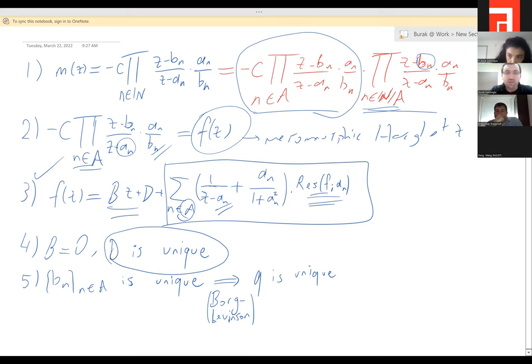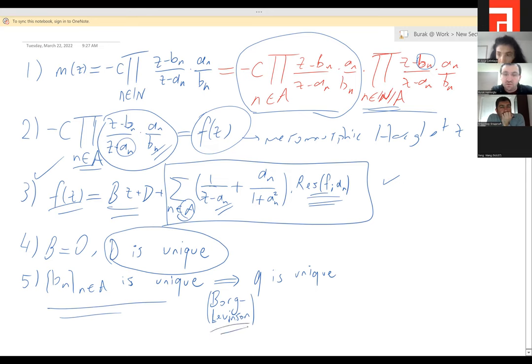So what does that mean? The right-hand side of 3 is uniquely determined. So that means F is uniquely determined. But remember, F consisted of just ANs and BNs. So that means the unknown BNs were also uniquely determined. So in other words, the two spectra are uniquely determined. So BNs are unique. So therefore, we can use Borg-Levinson and obtain uniqueness of the potential.